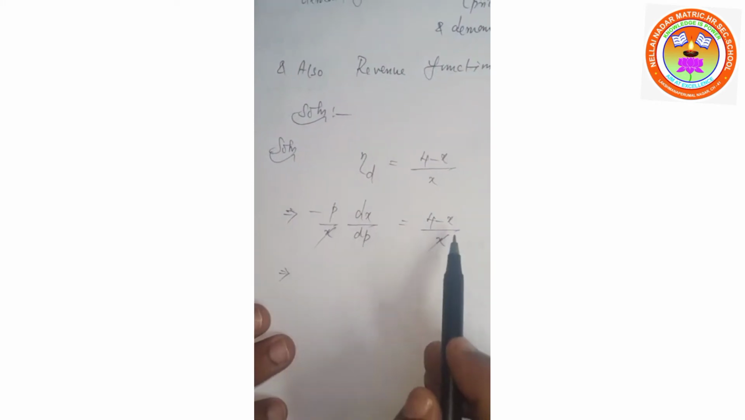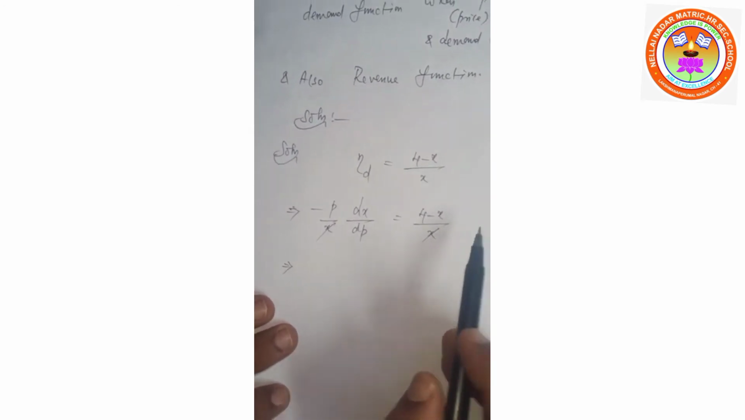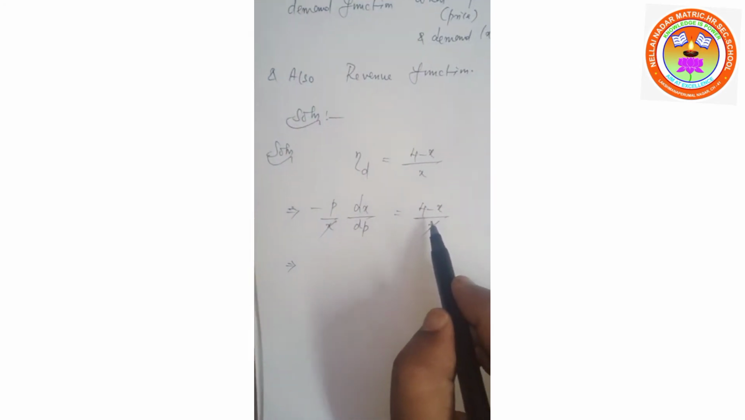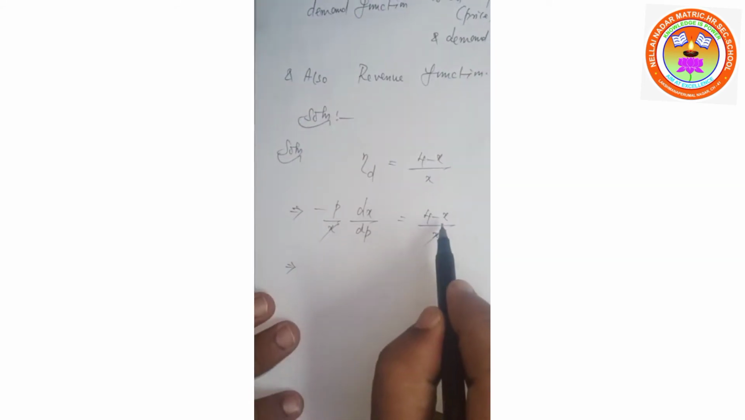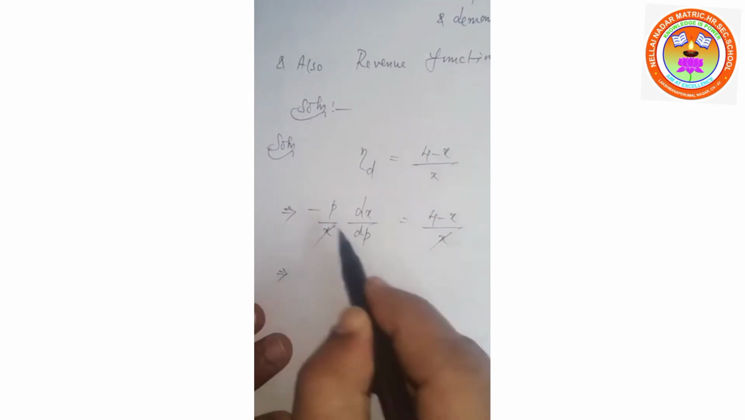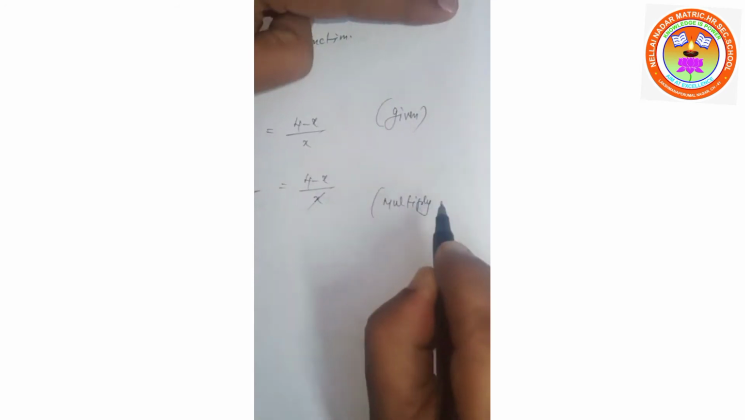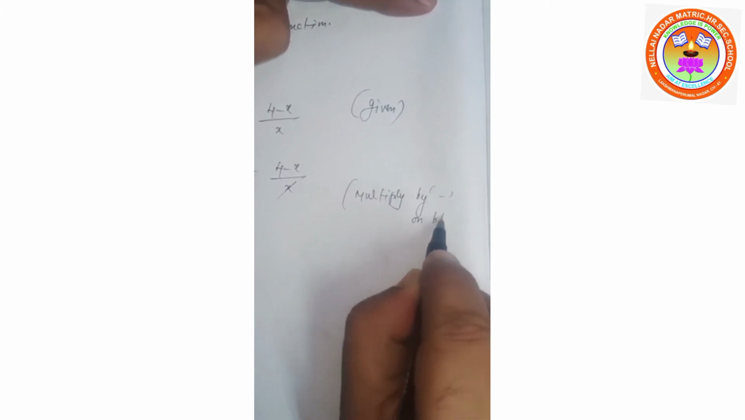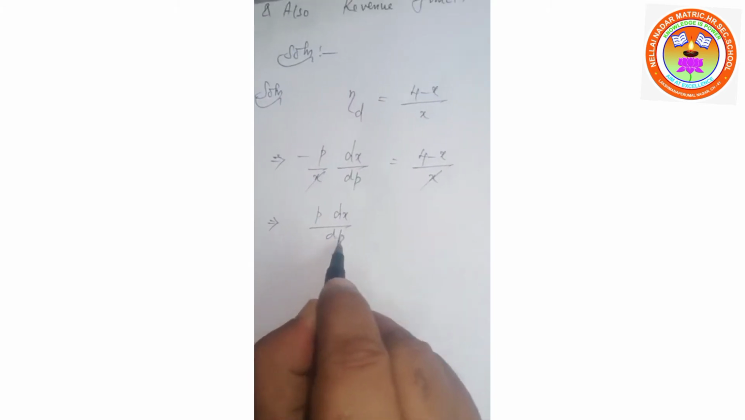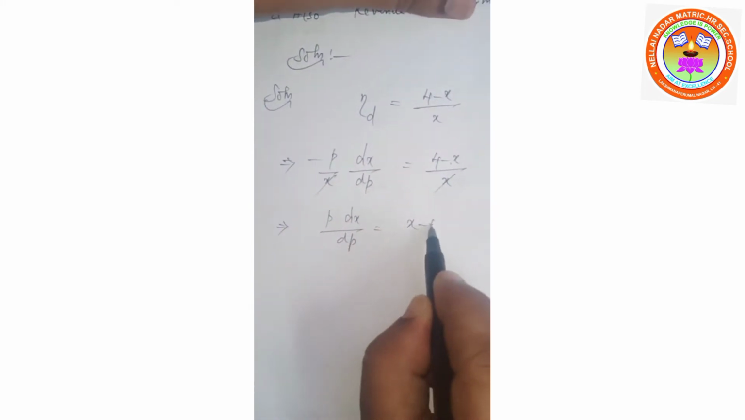Then we have to separate the variable, x in one side, p in other side. Then before integration, already I told you the coefficient of x has to be positive. If it is positive, the integration will be easy. So for making minus x into plus x, multiply minus on both sides. This minus become plus. So p into dx by dp, that is equal to, if you multiply by minus, x become plus, 4 becomes minus 4.